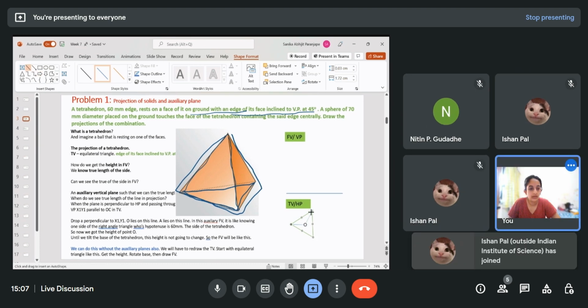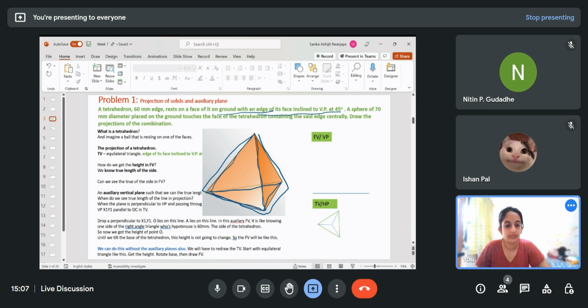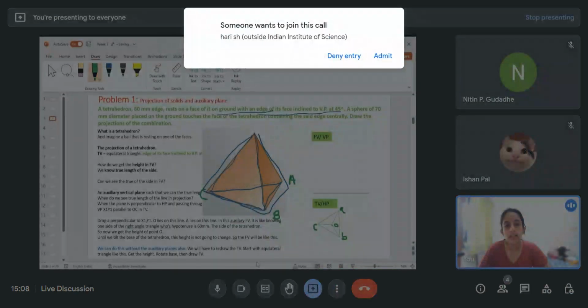One, two, and three. Okay. So let us name the edges now, I'll name them as A, B, and C, and let this point be O. So if you see here, I have marked this as A, this as B, and this as C, and this top as O. Now, what they have told us is that one of its edges is inclined to VP.